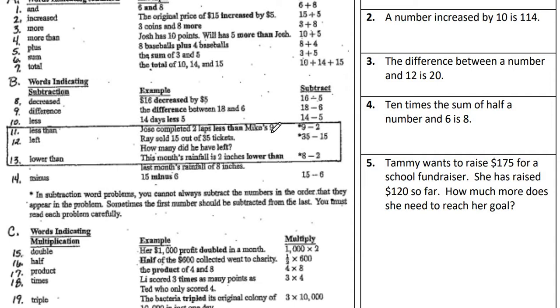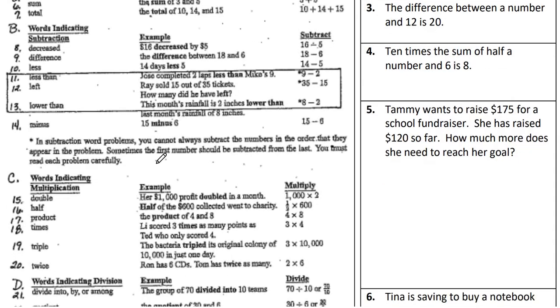Jose completed 2 laps less than Mike's 9. You would write it as 9 minus 2. Raid sold 15 out of 35 tickets, 35 minus 15. How many did he have left? This month's rainfall is 2 lower than last month's rainfall of 8 inches. You'd write it as 8 minus 2. And then, of course, if you have 15 minus 6, you would just write it as 15 minus 6.